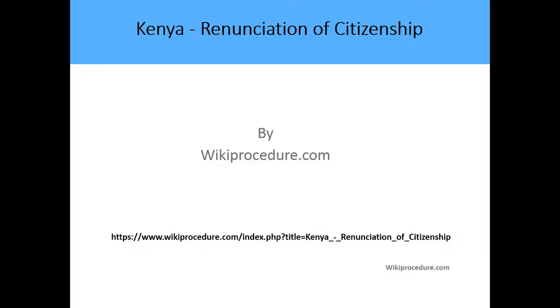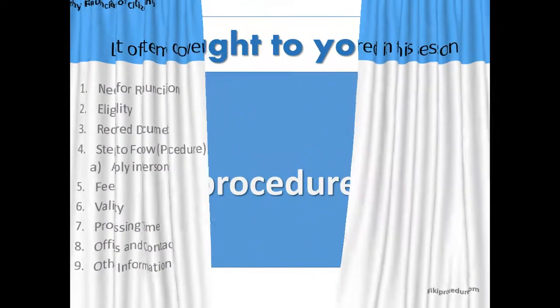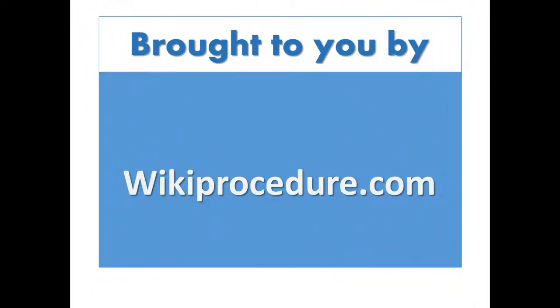And the list of items which we're going to cover in this session include the need for renunciation, the eligibility criteria, the required documents, steps to follow in making the applications, the fees, validity period, processing time, office location and contact information, and any other information that we may find relevant on how to renounce your Kenyan citizenship. So let's get to our presentation, which is brought to you by wikiprocedure.com.